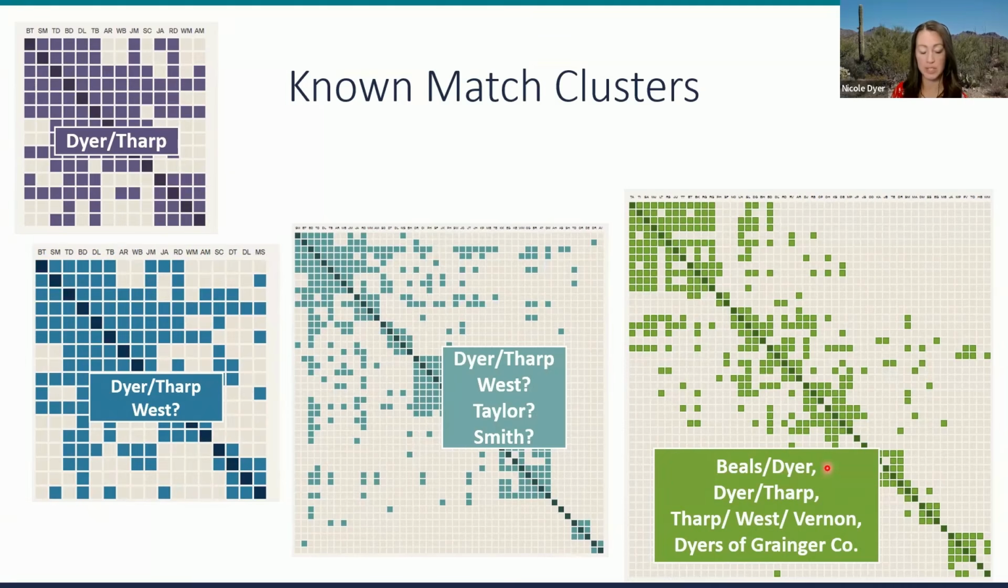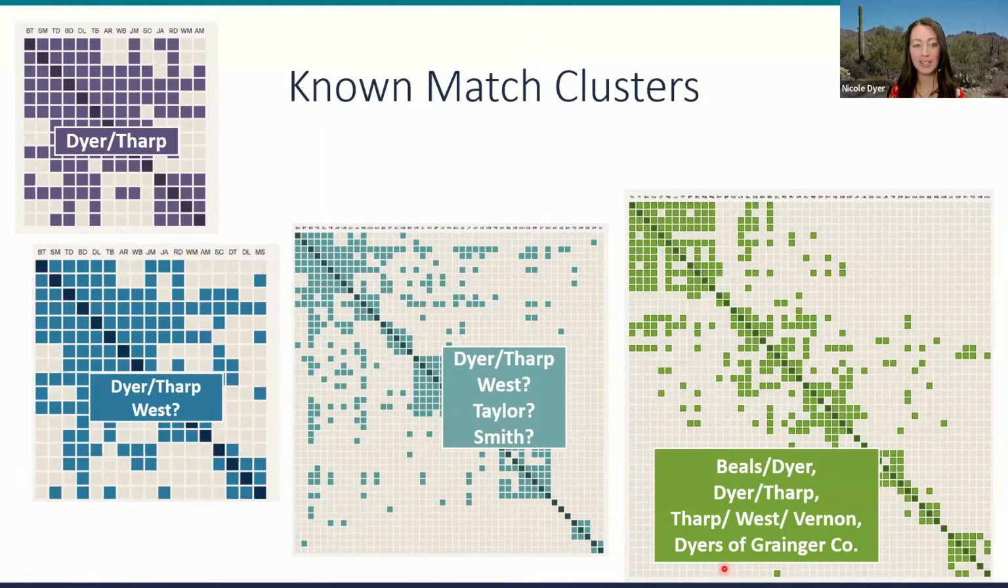So 3 or 4 matches descending from that couple. Then some more matches from Bathsheba Tharp and her husband, John Robert Dyer. Then going back on Bathsheba's father's side, we have several matches descending from Lewis Tharp and his 2 wives, Joanna West and Judy Vernon. And then going back on the Dyer side, we had some matches who belong to this group I've identified as the Dyers of Granger County, Tennessee.